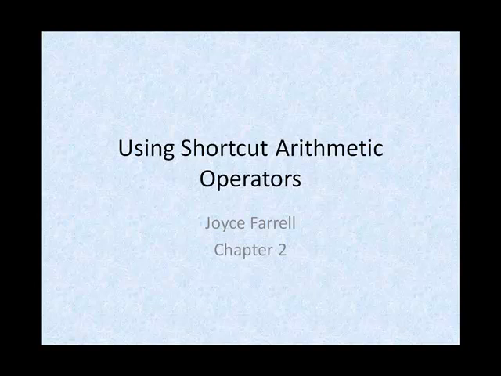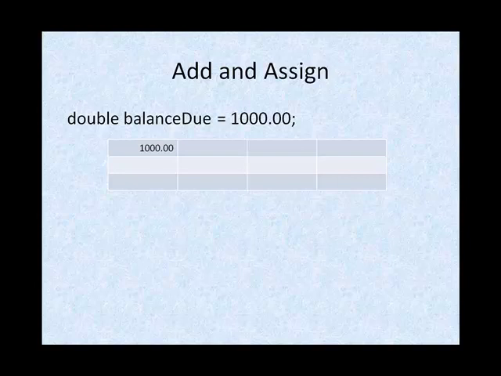Let's talk about using shortcut arithmetic operators. In C# you can add and assign in a single statement. For example, assume you've declared a variable named balanceDue and you've stored $1,000 there. Assume you have another variable named newPurchase and you've purchased something new for $342. You want to be able to add the new purchase to the balance due, increasing the balance due.